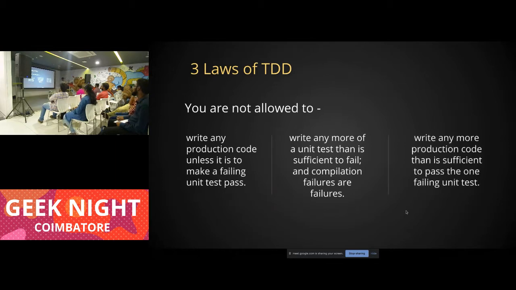Third law is you are not allowed to write any more production code than is sufficient to pass one failing unit test. So it's not like we will write all the tests first. Let's say we have 10 conditions, we will not write 10 tests first and then try to fix all the tests by implementing the code at a stretch. It's not like that. We will write one unit test, we will make it pass. So these are the main three laws of TDD.